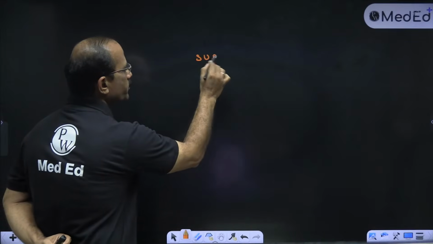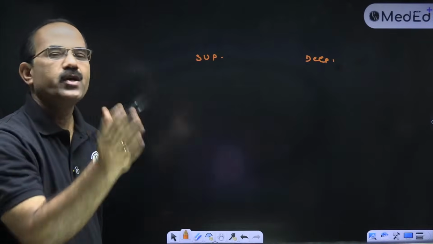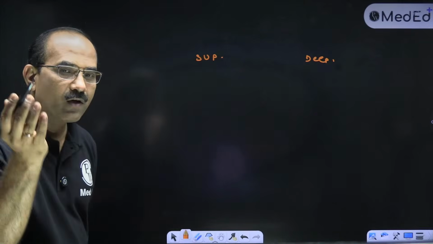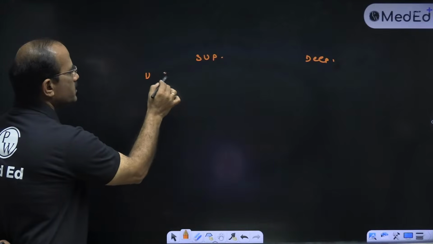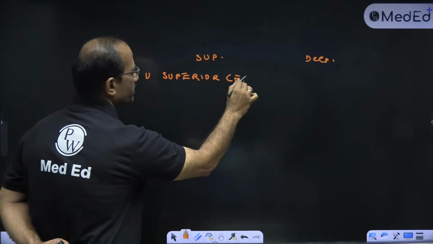One is the superficial vein and one is the deep vein. Superficial vein of the brain are of which type? One is the superior cerebral vein. Just remember this, superior cerebral vein.